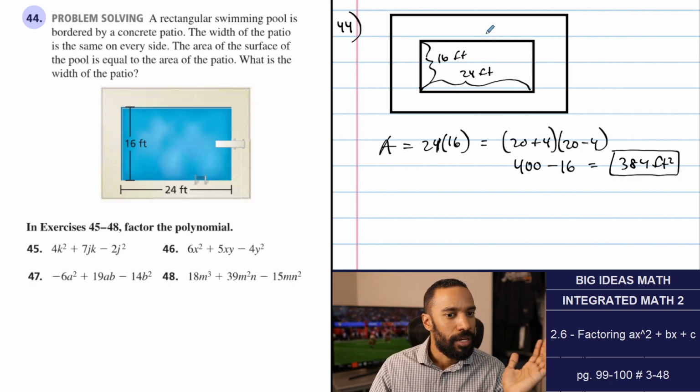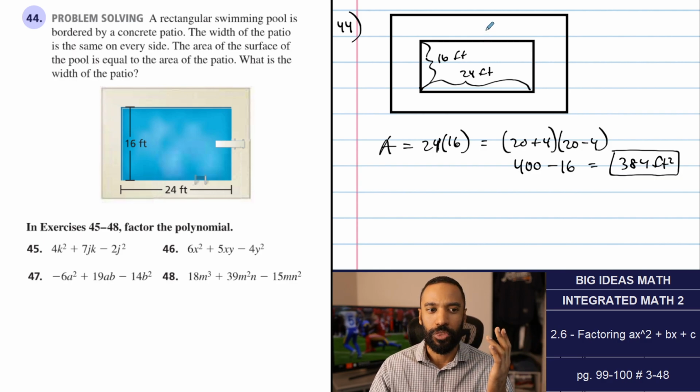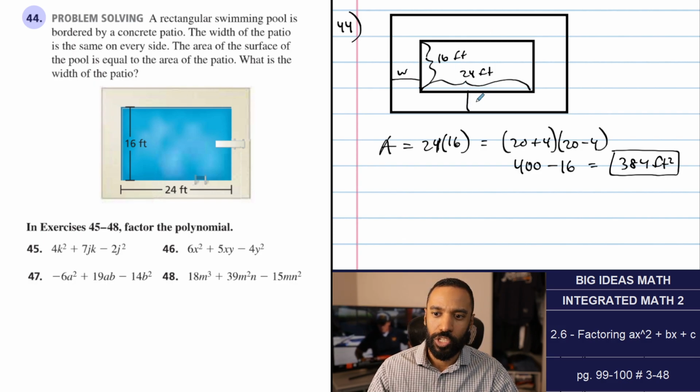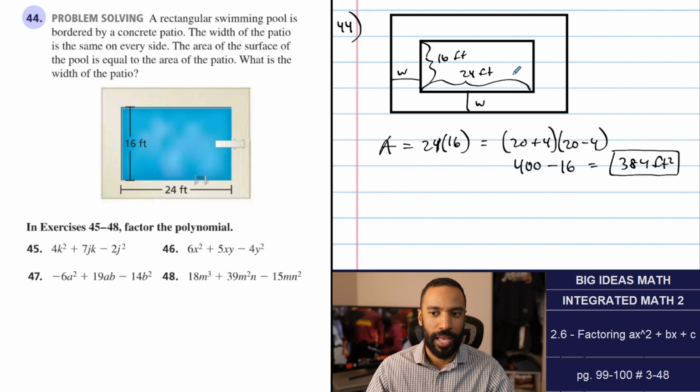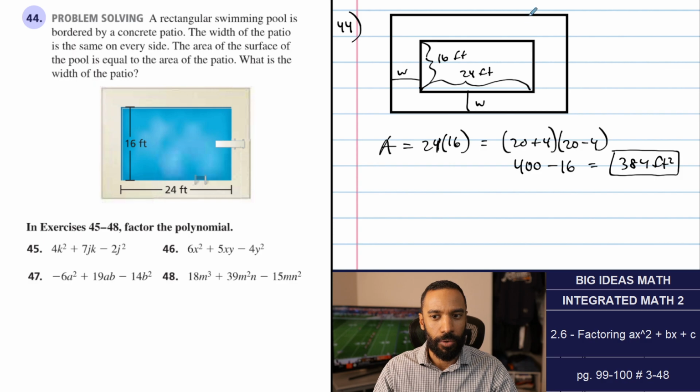What else did they say? What is the width of the patio? Now, they say it's bordered by a concrete patio. The width is the same. Oh, I didn't read that. The width is the same on every side. So this width and this width and so on are all the same. Okay, so that's another important part about this. Now, the area of the patio is that whole thing. So let me think about how they'd want us to best go about it, because there's more than one way we can do this.